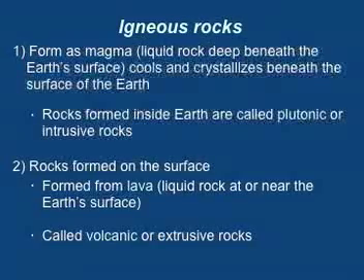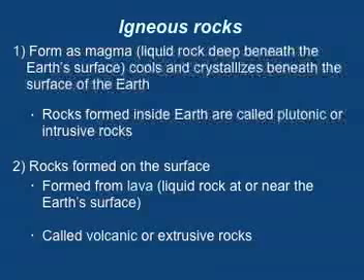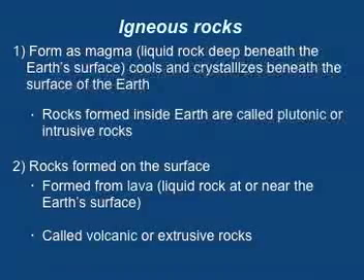When it cools slowly, those minerals are able to form larger crystals. So think about your granite countertop. Your granite countertop is beautiful because it's got a big mosaic of crystals, and those formed slowly beneath the Earth's surface. Rocks that form inside the Earth, igneous rocks, are called plutonic, or intrusive, because they're inside the Earth. We're going to talk about plutons.